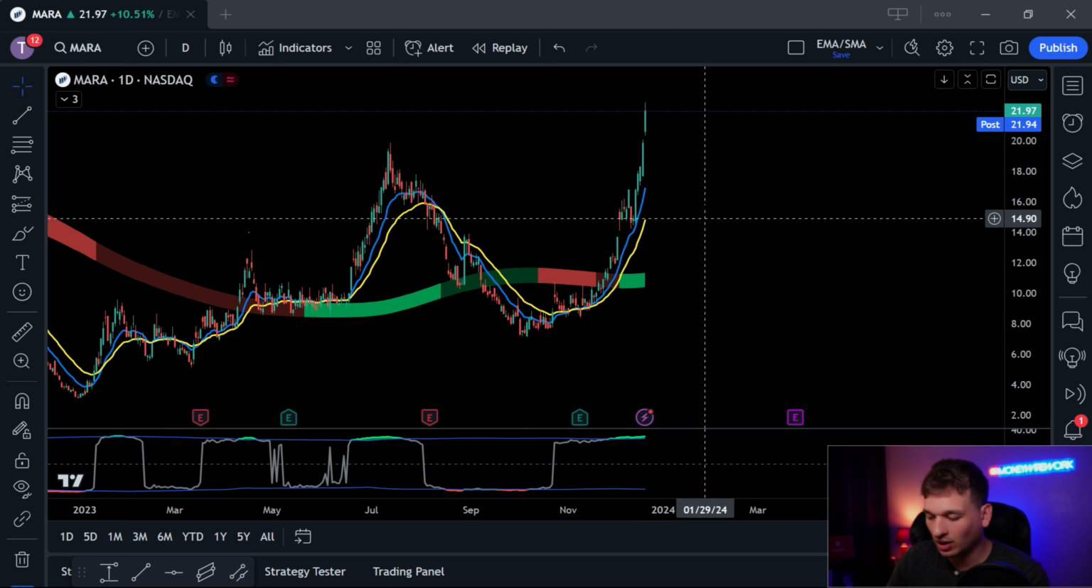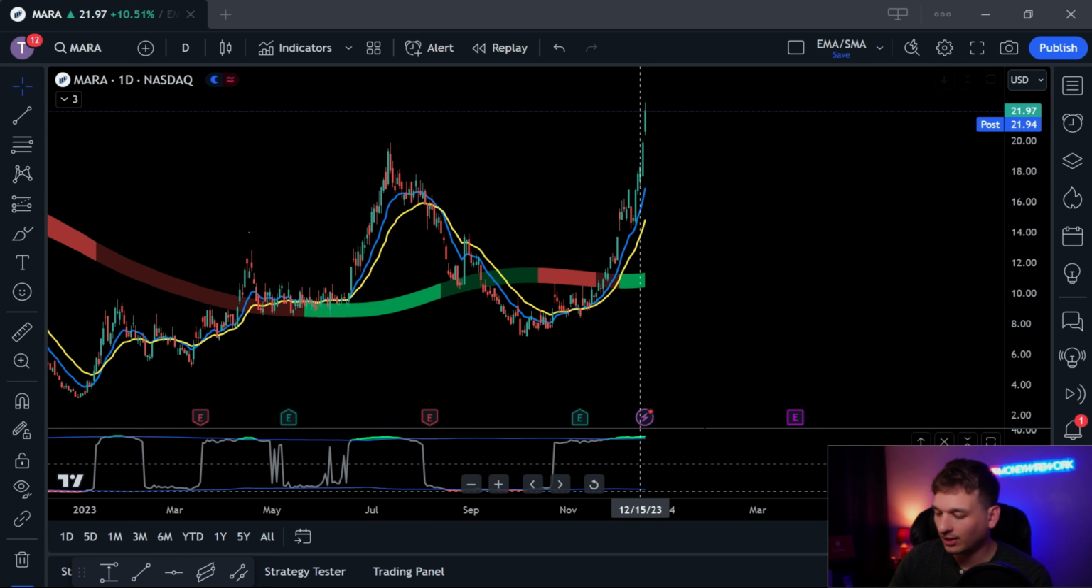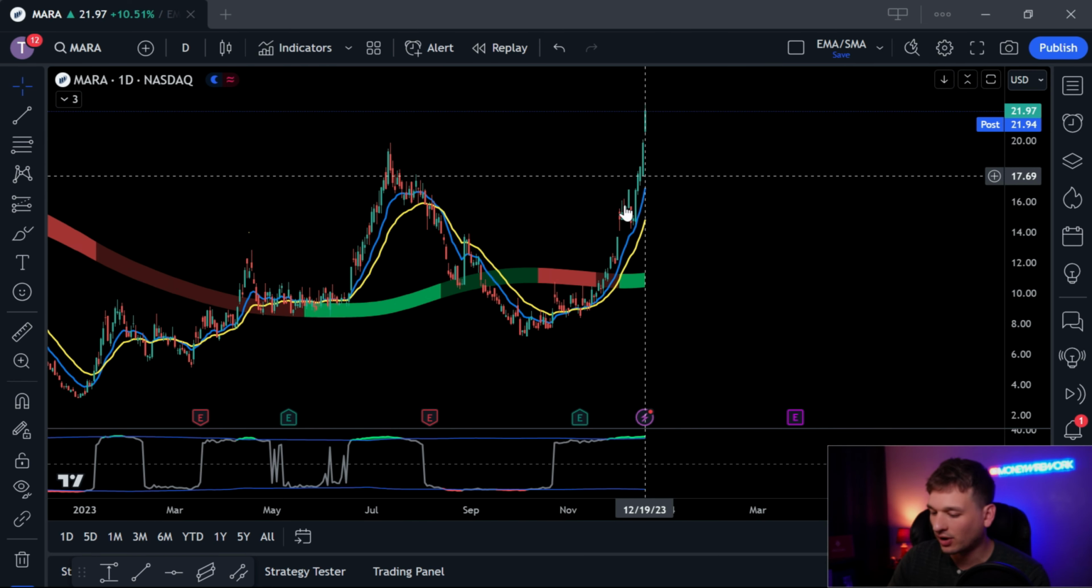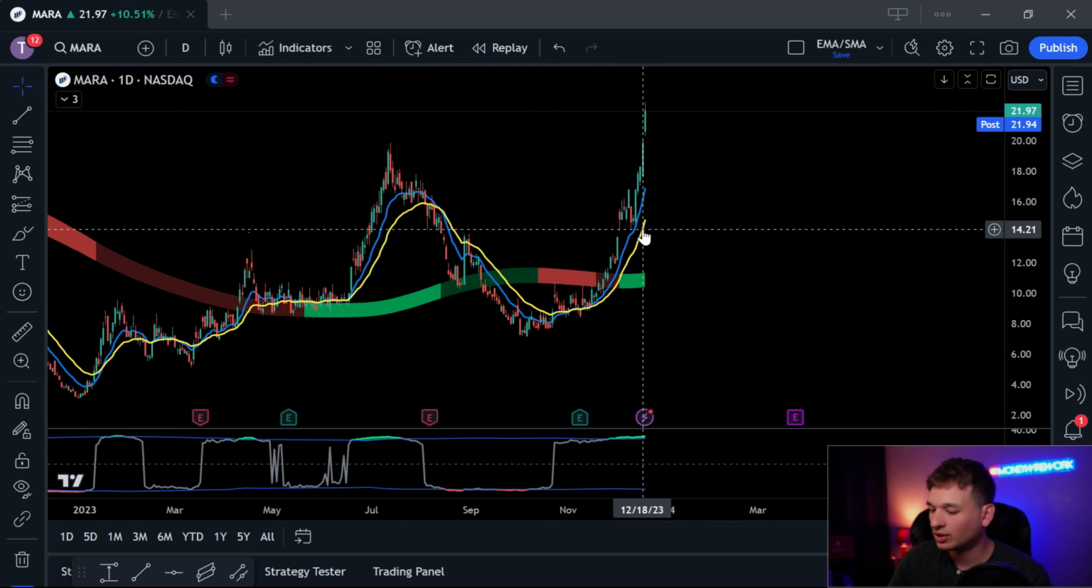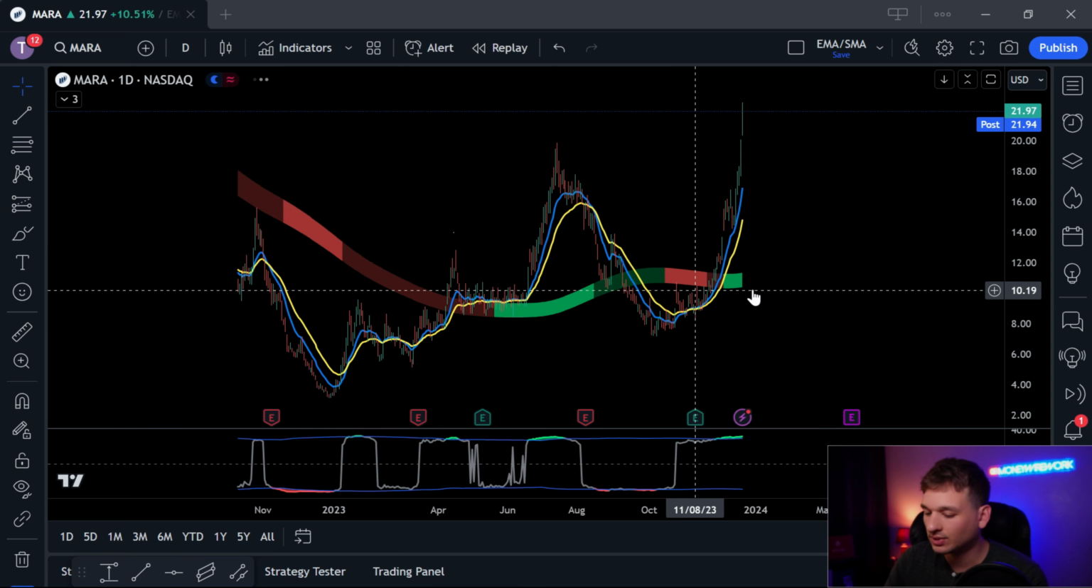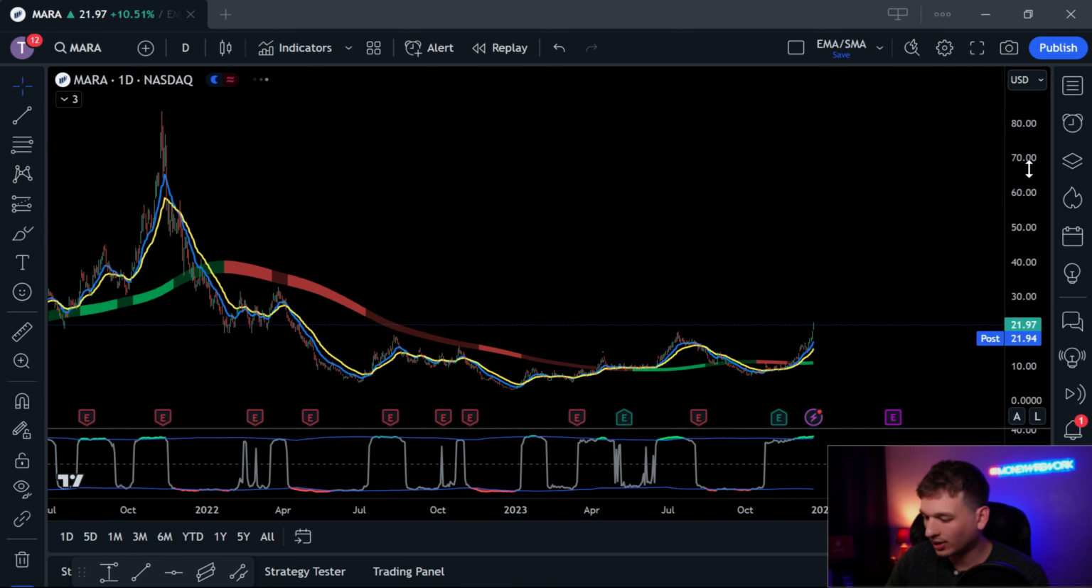So first of all, we don't need to rehash everything. It is actually the same as far as indicators with the S&P 500. We are bullish, bullish, bullish, bullish. Okay, so let me zoom out here.